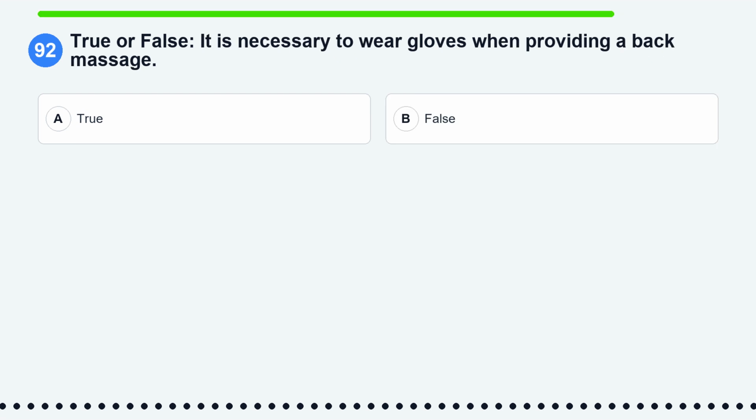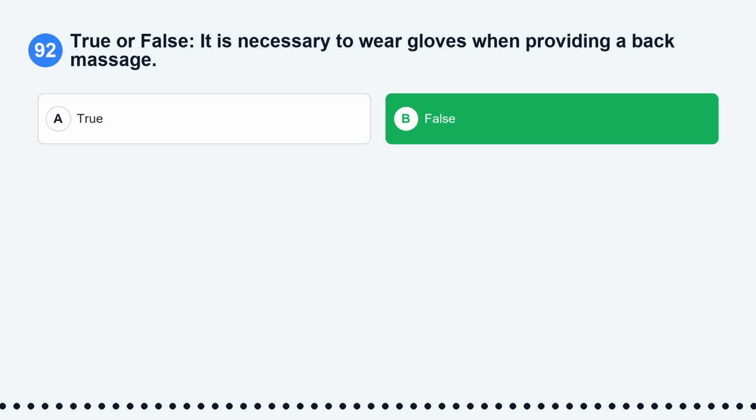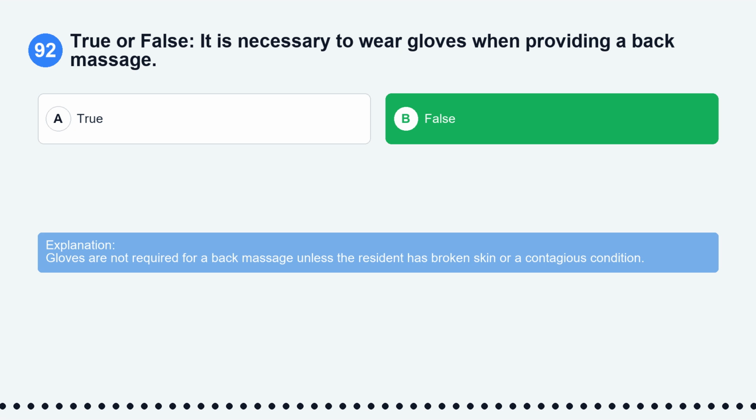Question 92. True or false, it is necessary to wear gloves when providing a back massage? Option A, true. Option B, false. The correct answer is option B, false. Gloves are not required for a back massage unless the resident has broken skin or a contagious condition.